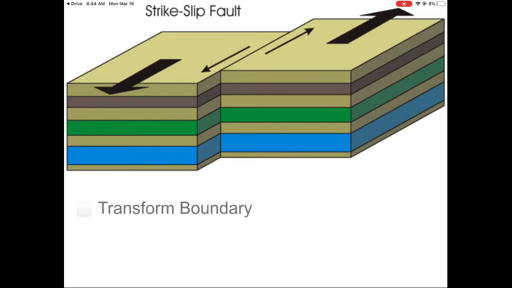And then our last kind of fault is a strike-slip fault. This happens at a transform boundary, and this is where we can see faults. So we saw some pictures of like the San Andreas fault. That would be a strike-slip fault. And this is just shear force working here.